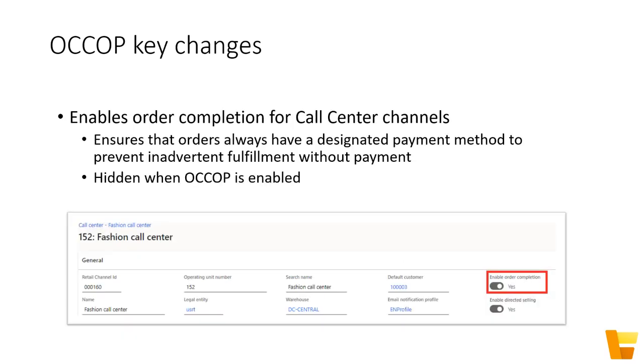So another key change, we enable order completion for your call centers, and we actually hide that configuration option for your call centers when this feature is enabled. So order completion allows us to require that all of our orders have payments, and that just helps later on when we're trying to fulfill those orders in a different channel. And it prevents those orders from going into an abyss where they're fulfilled and they result in a balance on a customer's account where you didn't intend to have that happen. So this is turned on by default.